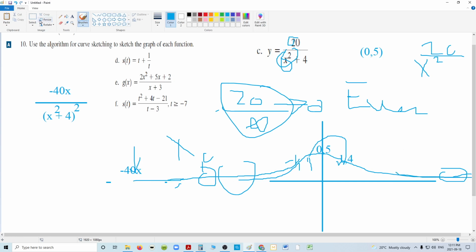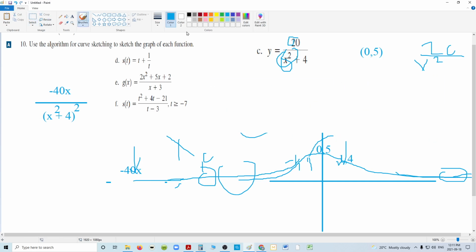You can find a couple other spots if you wanted. You could plug in 2 here. It becomes 20 over 4 plus 4, or 20 over 8, which is the same as 10 over 4, which is the same as 5 over 2, which is 2.5.